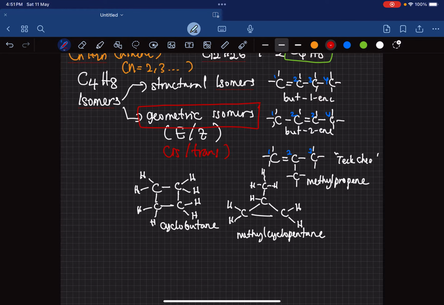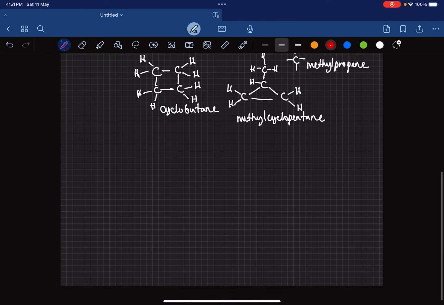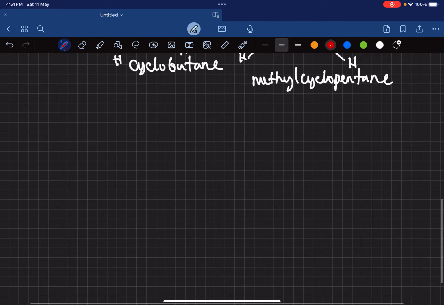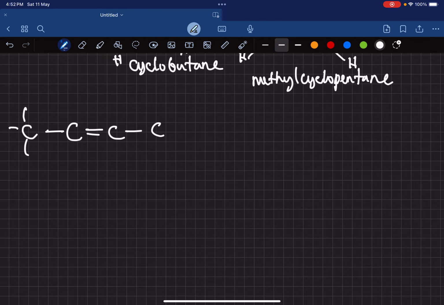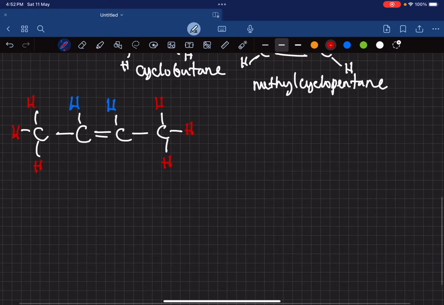Then if we are going to be talking about geometric isomers, we're going to focus on this one here. So I'm going to bring it out again. I'm going to do 2 things at the same time now. Let me do the colors. Hydrogen, let's say this is red. Hydrogen, hydrogen, hydrogen. There are 2 things that can happen here. One, I'm going to talk to you about polymerization. Another, I'm going to talk to you about cis and trans.